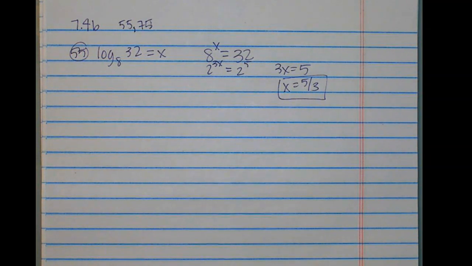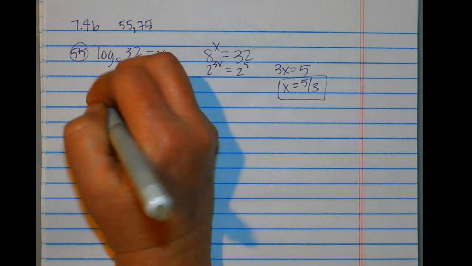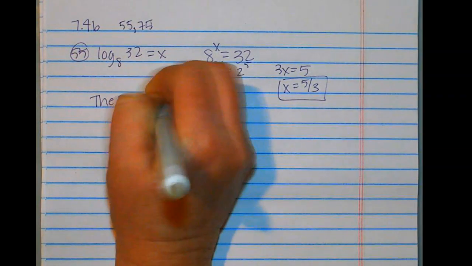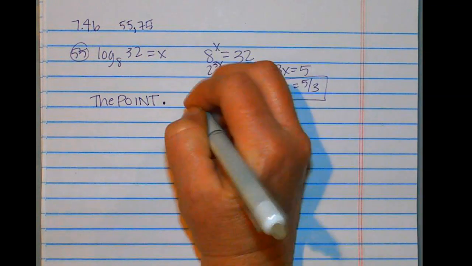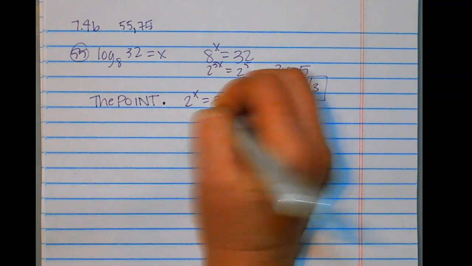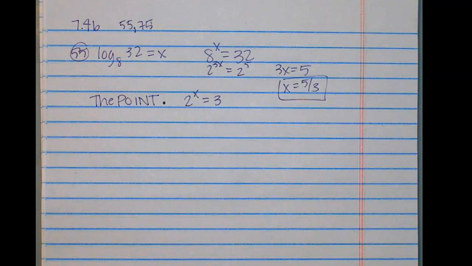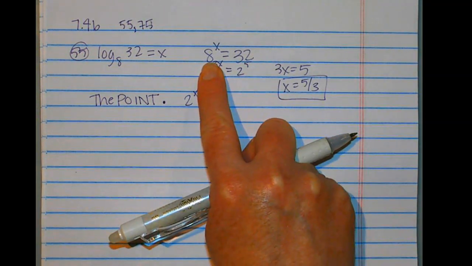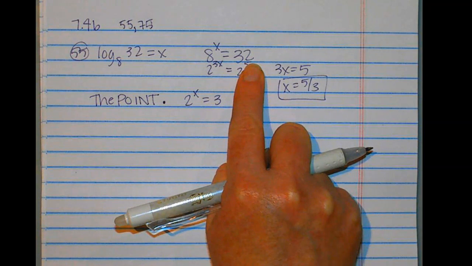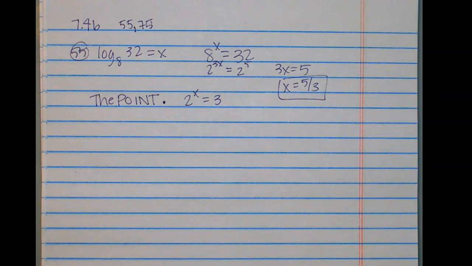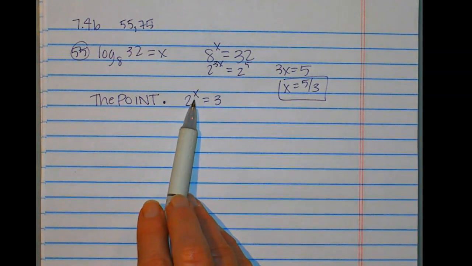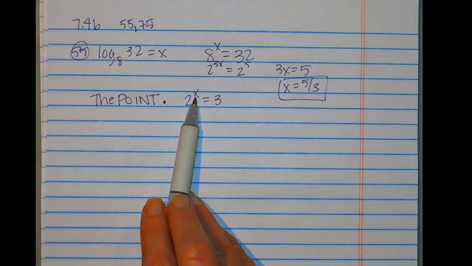The point is that if I have this expression, 2 to the x equals 3, I can't solve it the same way I can solve this one where 8 has a base of 2 and 32 has a base of 2. I could sort of guess, right? It's not 2 squared, because 2 squared would be 4. That's too big. And it's not 2 to the first.